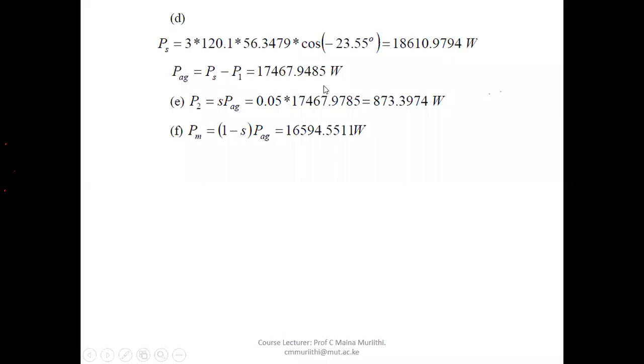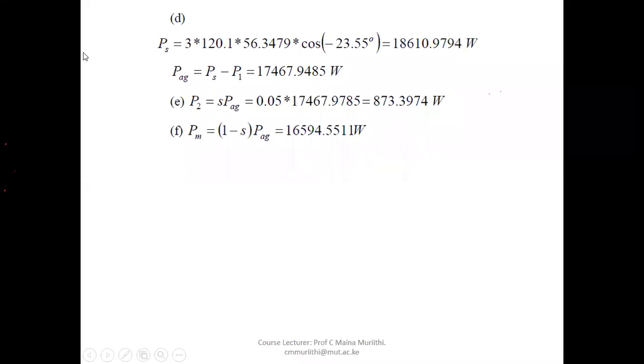So we get this. So once we have the air gap power, we can get the losses in the rotor side as the slip multiplied by the air gap power, and we can get the developed power as 1 minus S of the air gap power. So that's how to quickly solve this question.